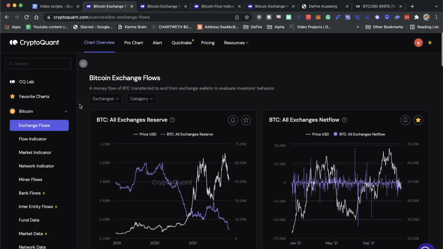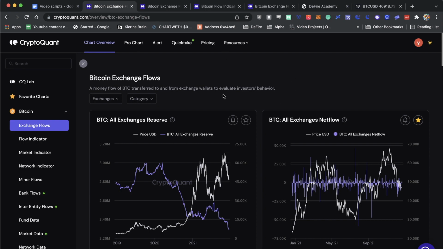CryptoQuant is one of the best tools that I use for on-chain analytics. The chart overviews are free. If you want to use the pro charts as well as the alerts, you don't have to pay for a premium subscription, but personally, I think it's highly valuable. It gives me a lot of information that I wouldn't have otherwise, and it helps increase my winning streaks when trying to time the market.